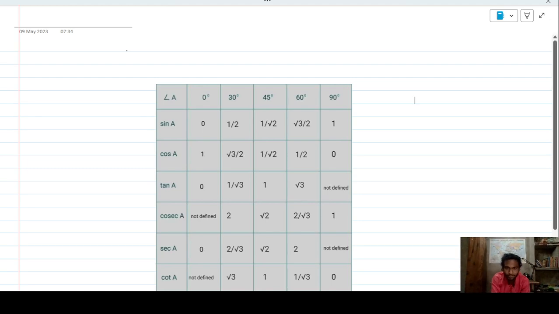Good morning, students. We will discuss problems on T ratios of some particular angles. हम पिछले वीडियो में सभी ट्रिग्नोमेट्री फंक्शंस की एट ए पर्टिकुलर एंगल्स पर वैल्यू फाइंड कर चुके थे. इसमें हम उसके कुछ नेक्स्ट पॉइंट डिस्कस करेंगे. ओके, लेट्स स्टार्ट.